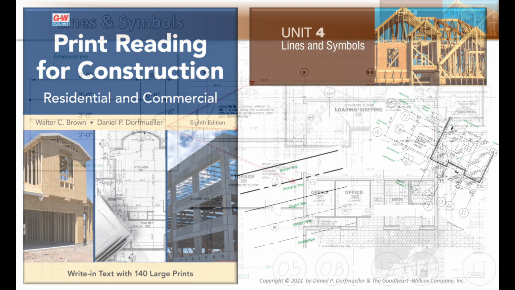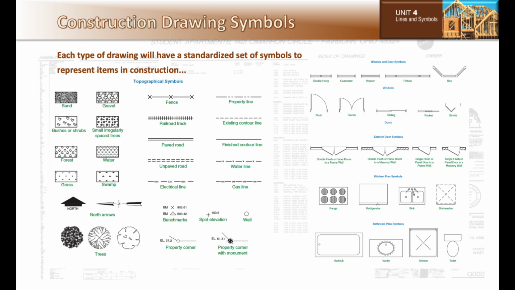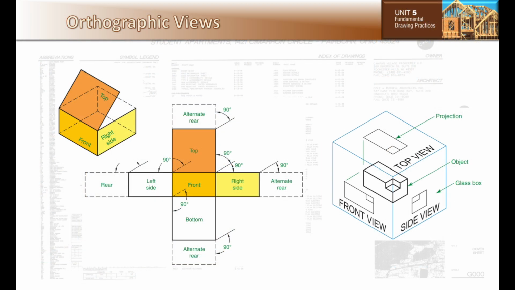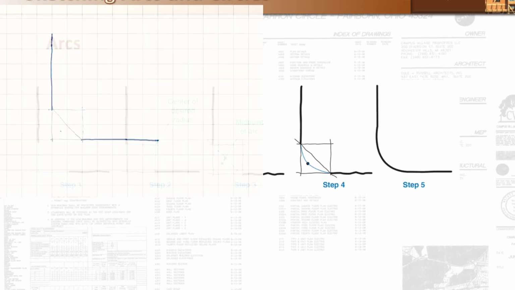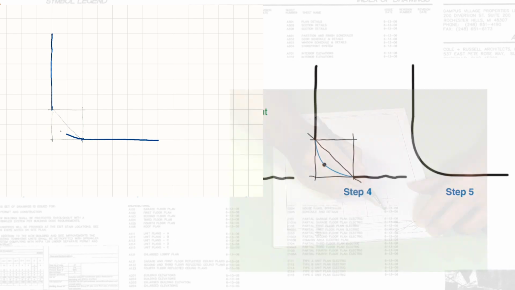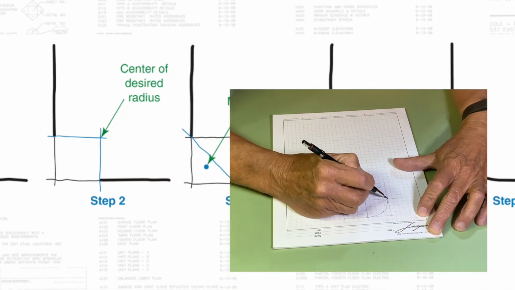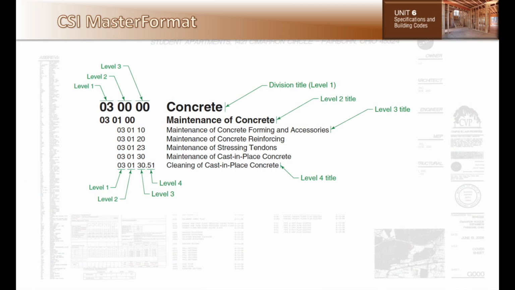In Unit 4, we explore what all those lines and symbols mean on the drawings, including symbols to communicate different materials used in construction. In Unit 5, the fundamental drawing practices, we teach the basics of orthographic projection and how to sketch freehand. Unit 6, we review specifications and building codes.